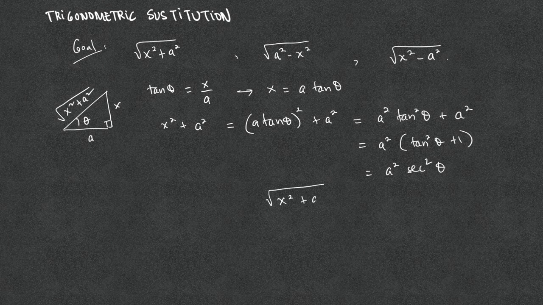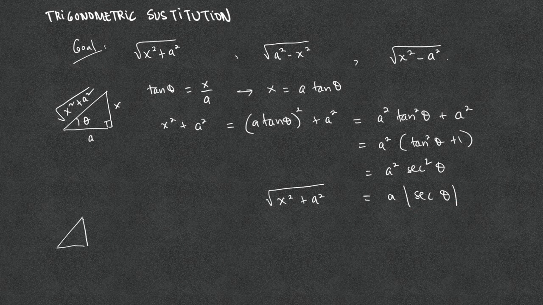So the square root of x squared plus a squared is a times the absolute value of secant of theta. We see that if x is a tangent of theta, then the square root of x squared plus a squared can be substituted with a times the absolute value of secant theta.